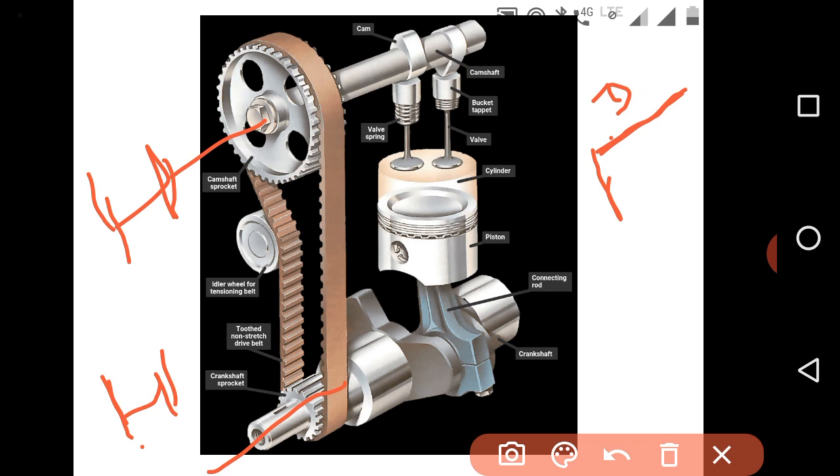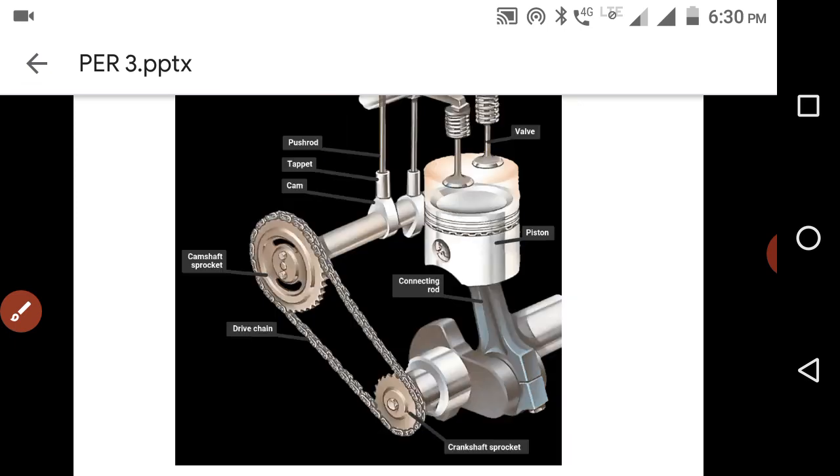so that we can vary the charge depending on the load. At lower speed the load will be lower, so we require a low volume of suction charge. When the speed is higher, the load is higher, so at that time we need a high volume of suction charge. That is overcome by the application of the variable valve timing diagram.